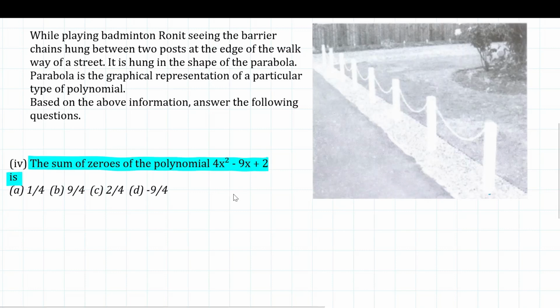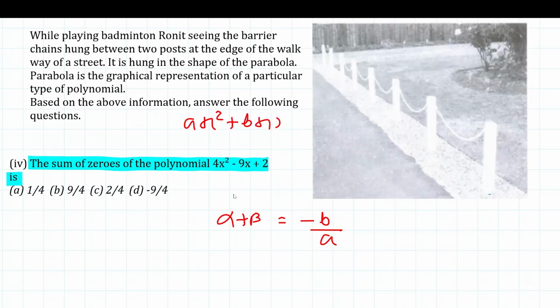Now, how do we find the sum of the zeros? If I write down the polynomial in the standard form, it is ax square plus bx plus c. Now comparing this polynomial with its standard form, what you can say that over here a is what? a is 4, b is negative 9, and how much is c? c is 2.